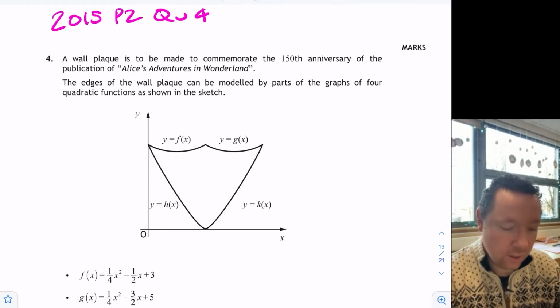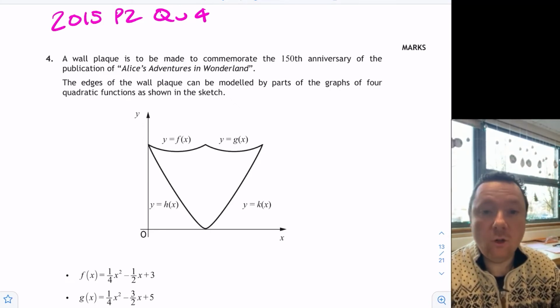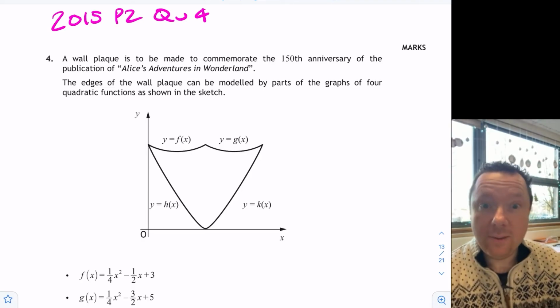Today we're going to be looking at the 2015 paper 2, question 4 of the SQA Higher Maths exam paper. Let's jump straight in.